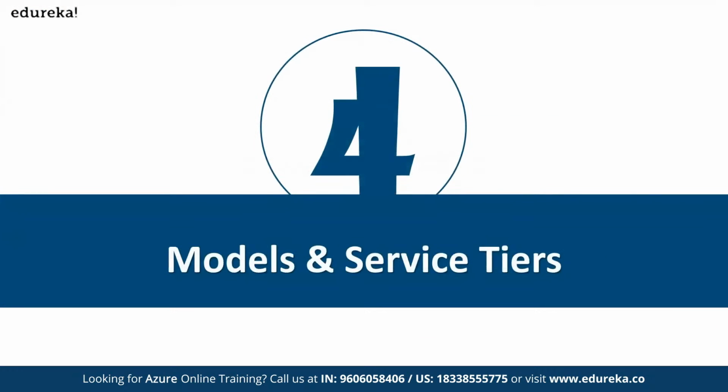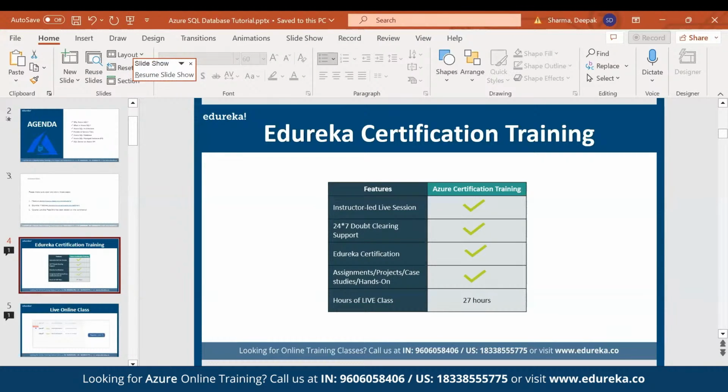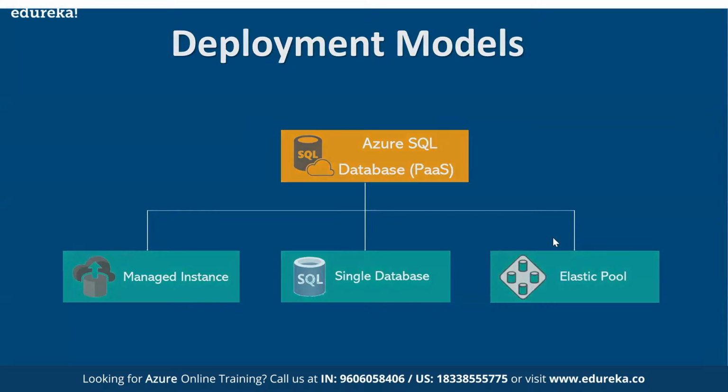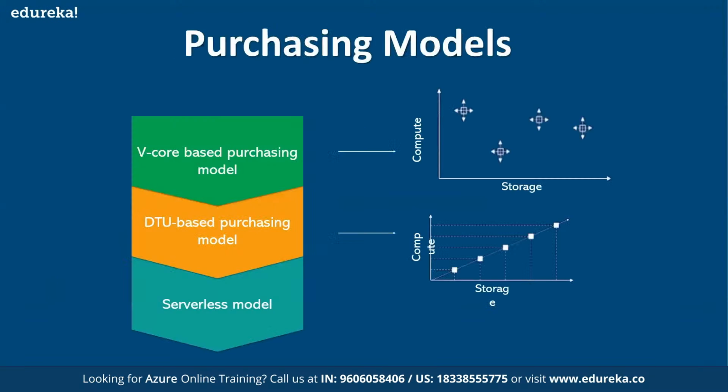Now, if we talk about models and service tiers, what are the different types of models we have in Azure and what are the different types of service tiers that Azure provides. Taking a look at that, we have 3 types of model in the case of Azure. The first model is your managed instance, which falls under platform as a service. You're going to have managed instance, single database, and elastic pools. All 3 you are going to have in the case of Azure.